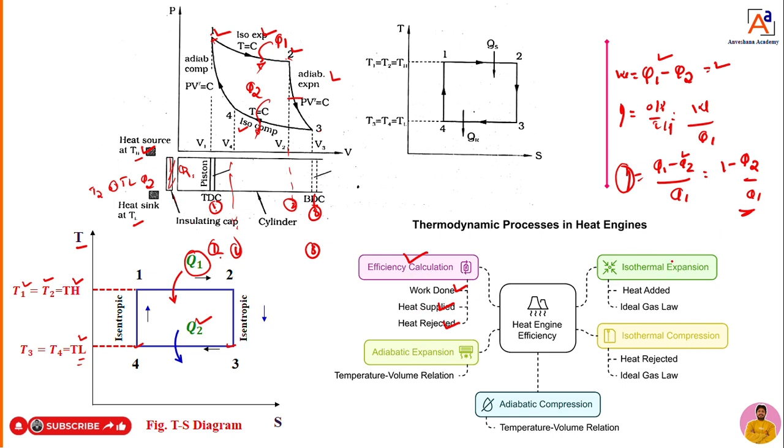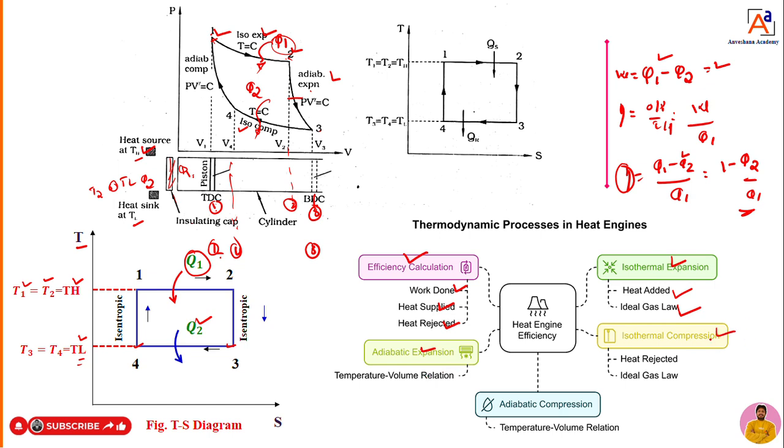Okay, fine. Now isothermal expansion, as I told you: during isothermal expansion, we are going to supply heat. That means heat is added. Which law does it follow? Because we are using ideal gas in the cylinder, it follows the ideal gas law. Then adiabatic expansion. In adiabatic expansion, what happens? Temperature and volume are related: as the temperature varies, the volume is going to vary.